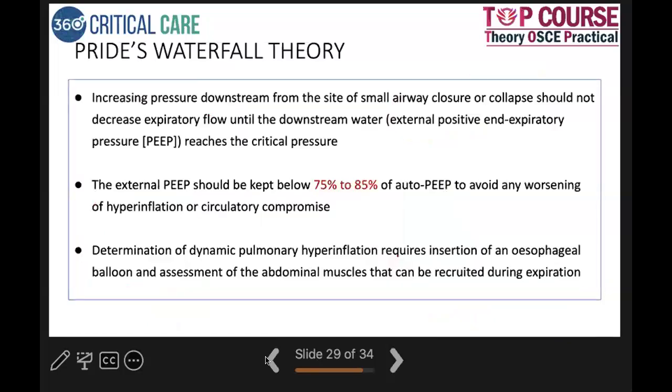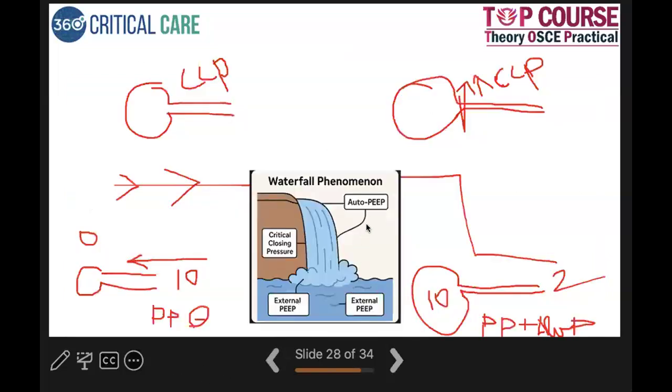Okay. So what does the waterfall theory say? When you raise the external PEEP, when you are slowly raising the water level downstream of the waterfall, close to the auto PEEP level, for example, 75 to 85% of the auto PEEP level, the patient will take less effort to overcome the ambient PEEP, so that the inspiratory effort improves. Okay. But when you keep it too low or too high, it is not going to be beneficial.